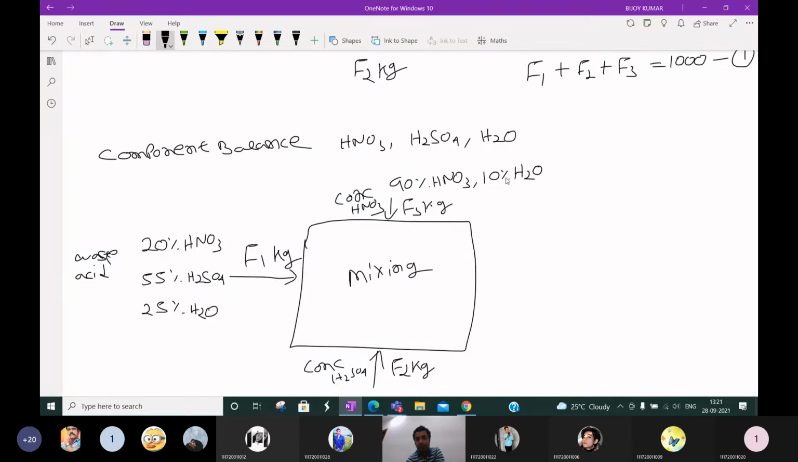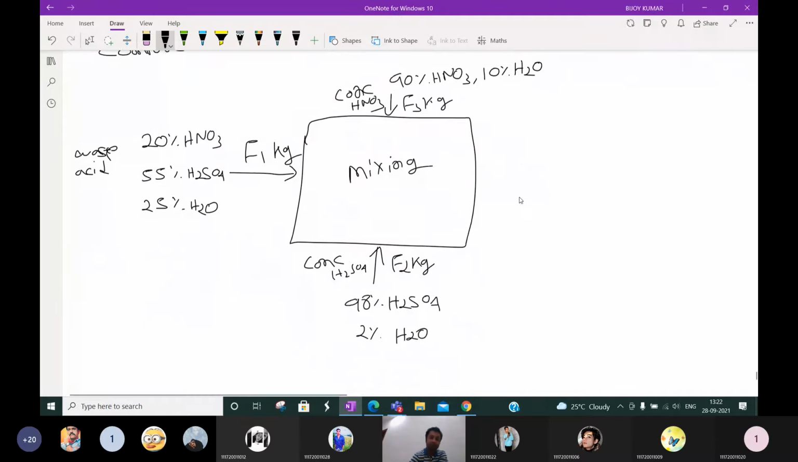Can we say H2SO4 will be present here? No, H2SO4 will not be present here. Yes or no? Yes, sir. It is given as concentrated HNO3, so we will have only two components. Generally, concentrated HNO3 means it should be 100% HNO3, but it is not 100%, it is 90% HNO3. So what about the 10%? It may be H2SO4, maybe H2O, or maybe a mixture. But since only concentrated HNO3 is given, no other component will be present than water.